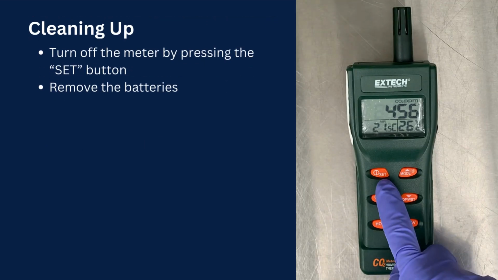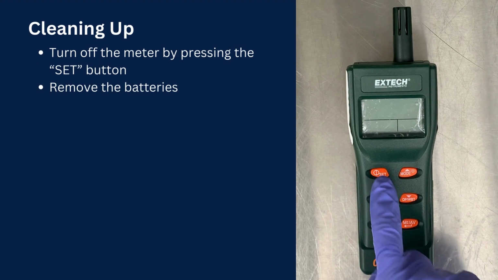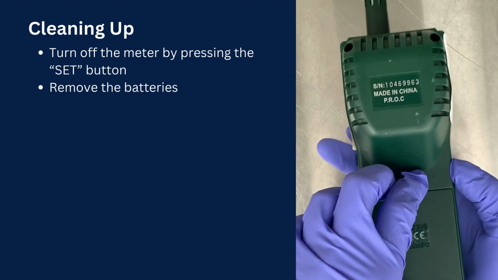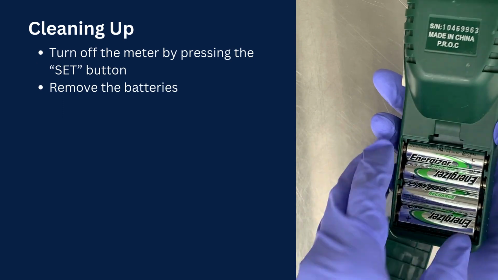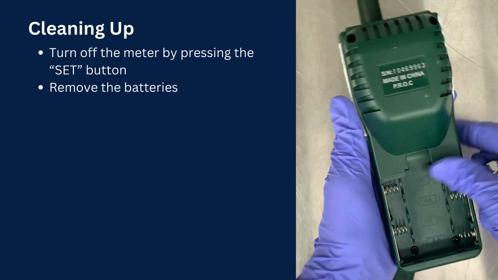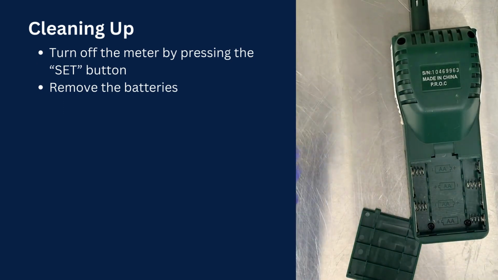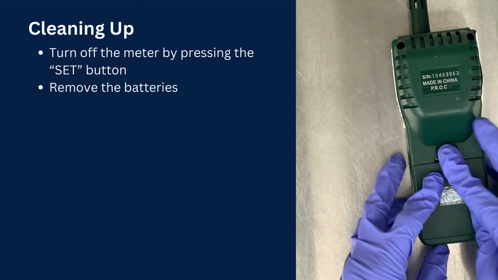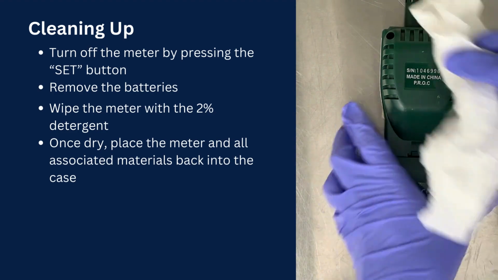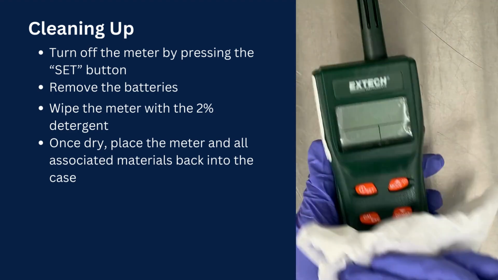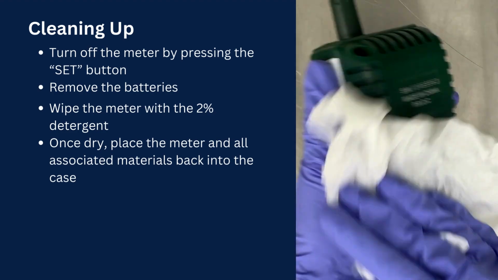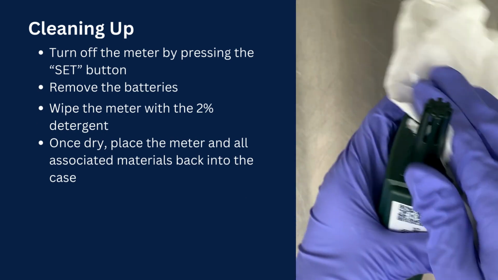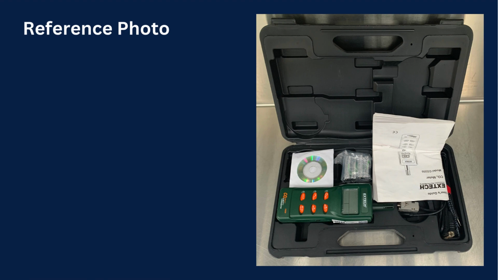Once you are done using the meter, first turn it off by pressing the set button. Then, remove the batteries and put them back into the provided plastic bag. Then, wipe down the meter using a paper towel and the 2% detergent. Once the meter is dry, place it back into the carrying case along with the batteries and the included materials. Here is a reference photo of all the equipment put back into the carrying case.